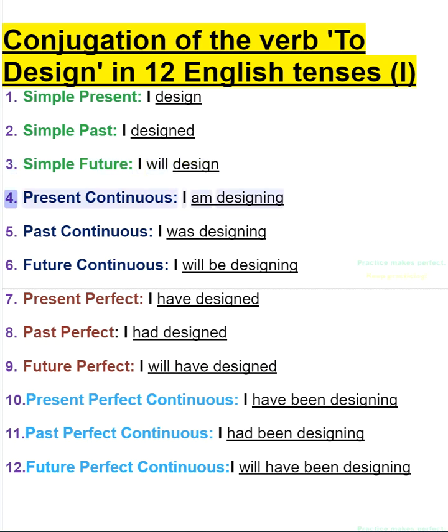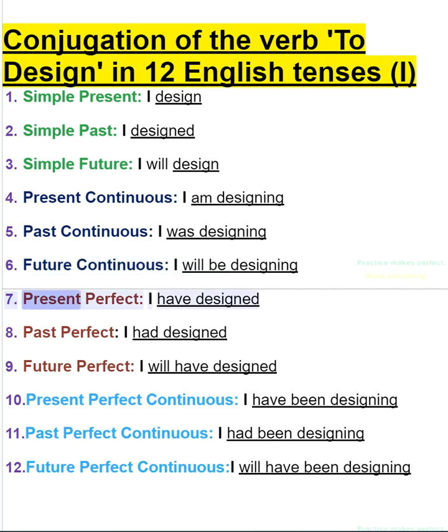4. Present continuous, I am designing. 5. Past continuous, I was designing. 6. Future continuous, I will be designing.